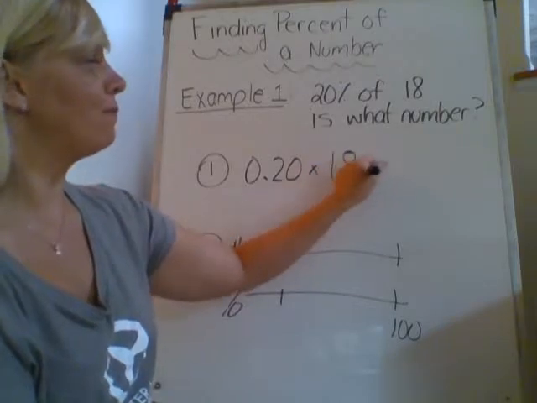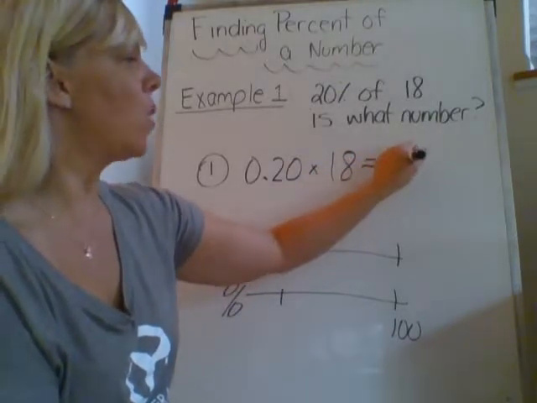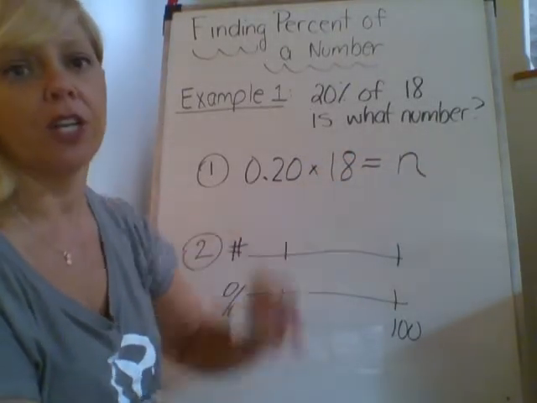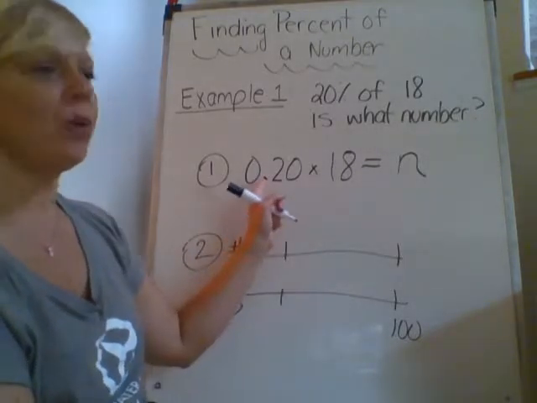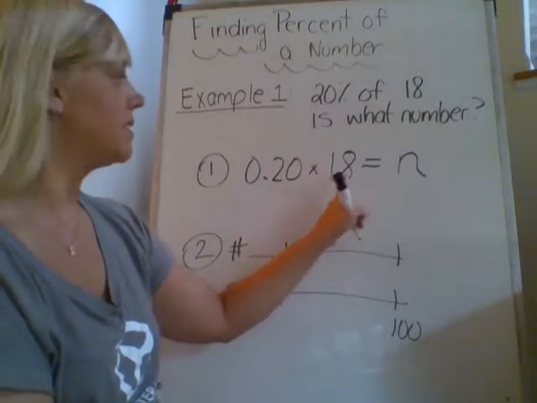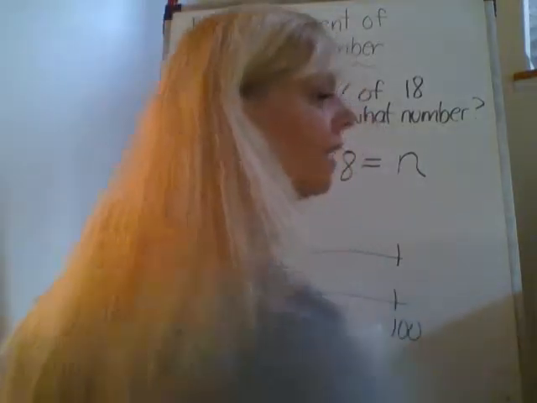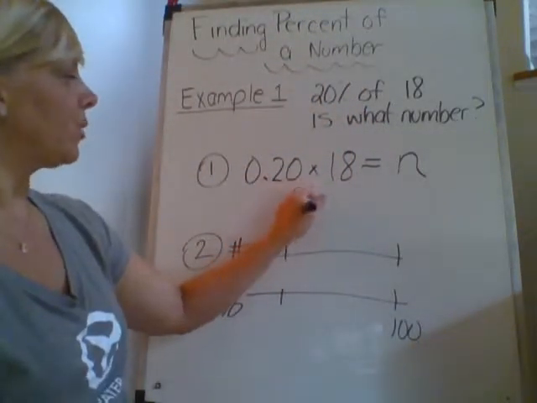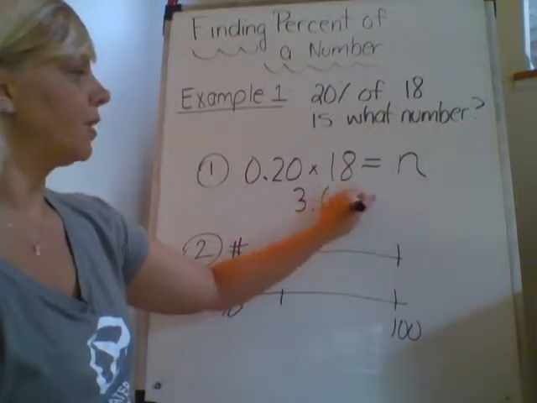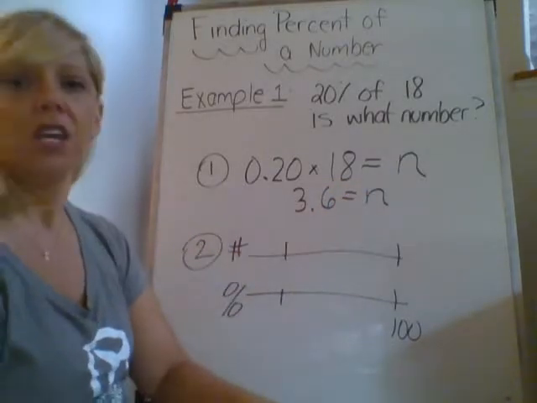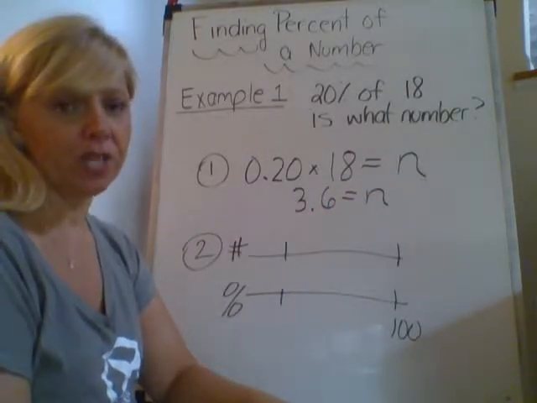Of 18 equals what number? I'm going to put n for the unknown. Then all we have to do is 20 hundredths times 18, and we end up getting 3 and 6 tenths is our number. So that's how you use the percent equation.